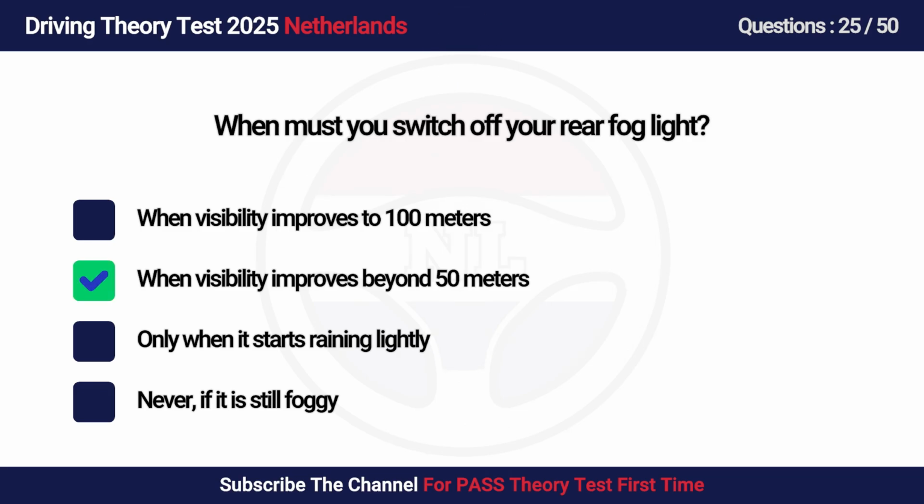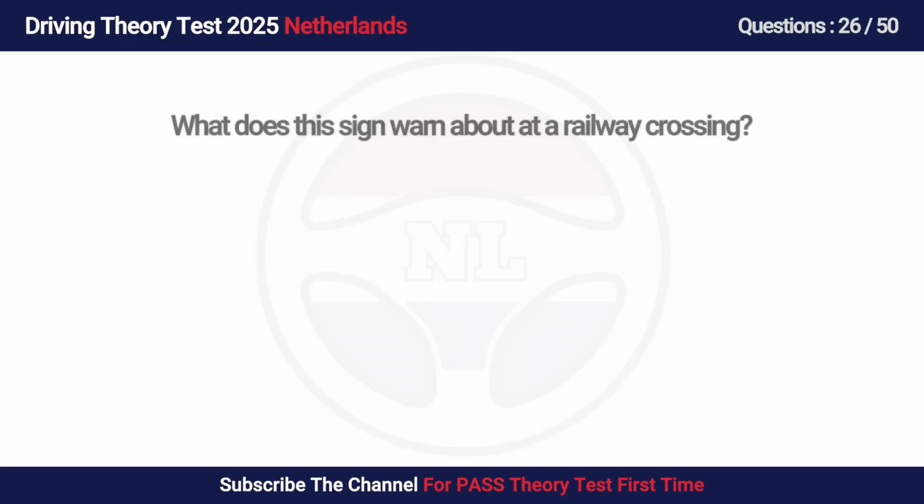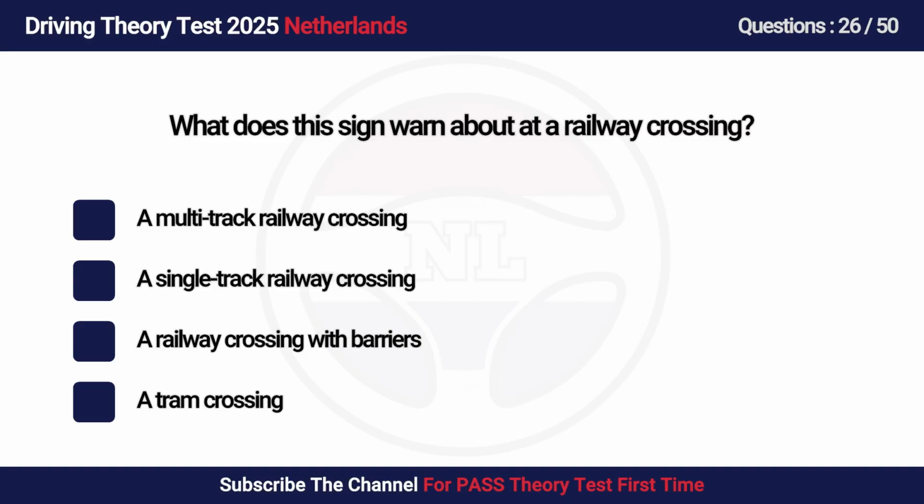Answer is B. When visibility improves beyond 50 meters. Rear fog lights are very bright and can dazzle drivers behind you. They should only be used when visibility is severely reduced, specifically to 50 meters or less. Question 26. What does this sign warn about at a railway crossing?